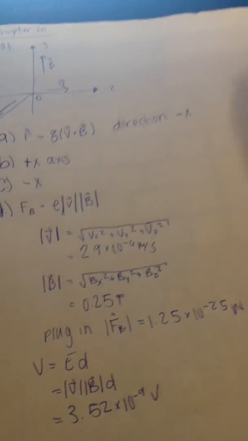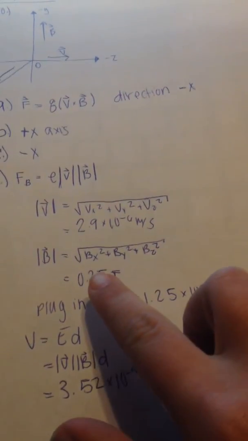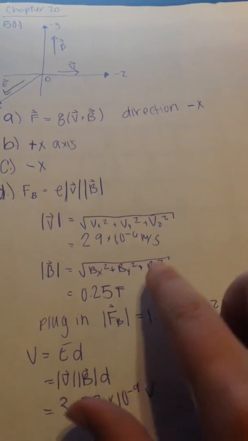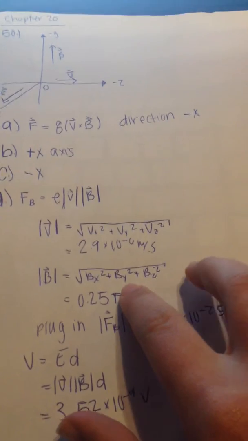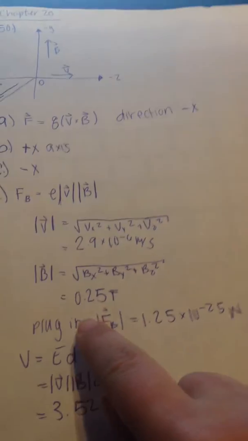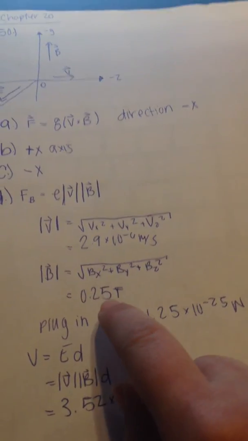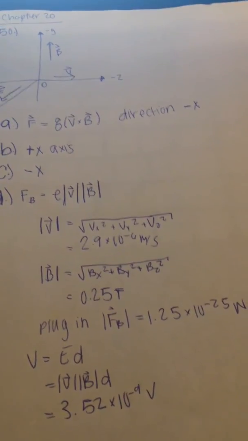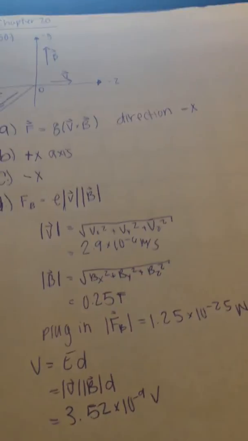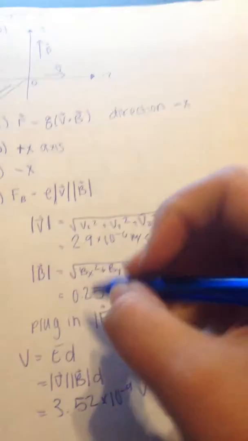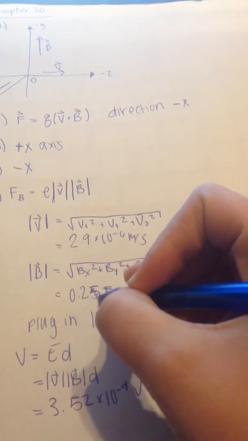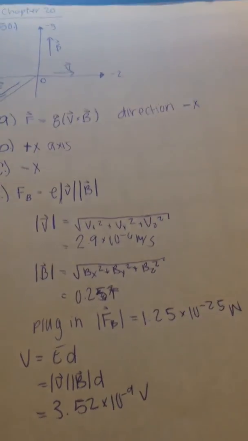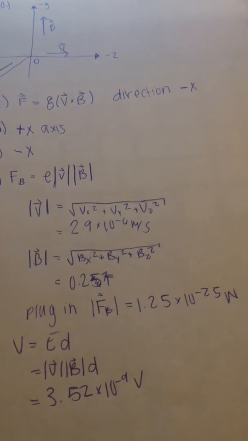And then the magnitude of the magnetic field is going to be the same thing, except in this case we're given the y component here. When you solve all that, it's going to give you 0.27. That is a mistake here, excuse that. It's going to be a 7 there. And so that's going to be the magnetic field.